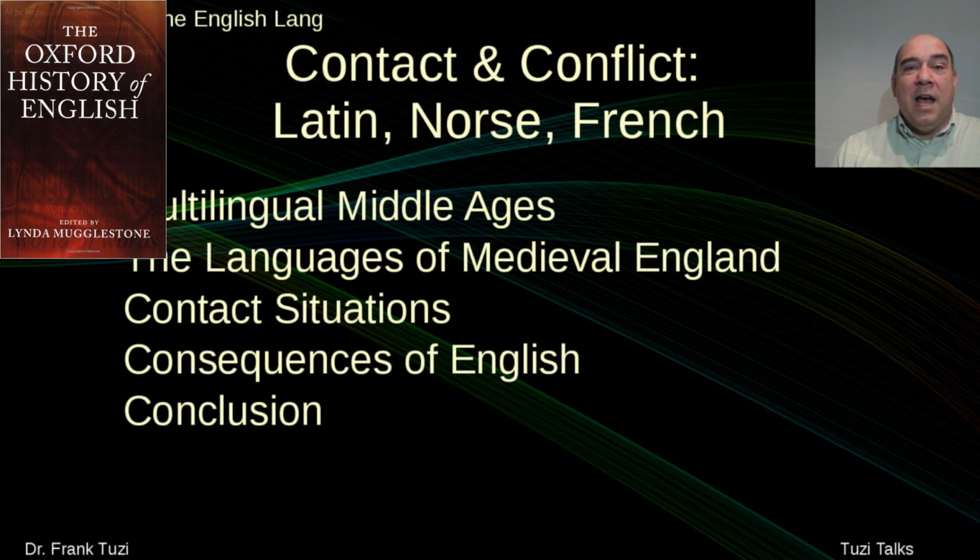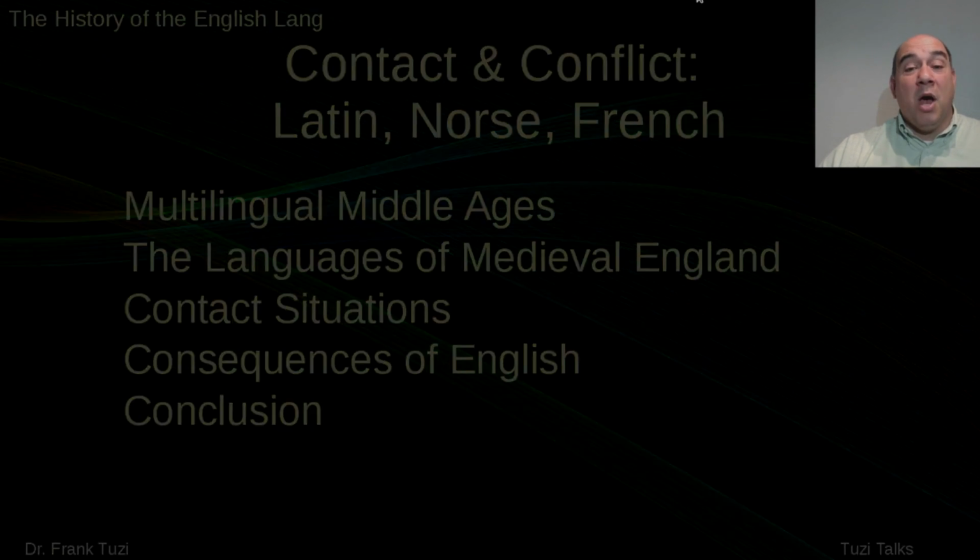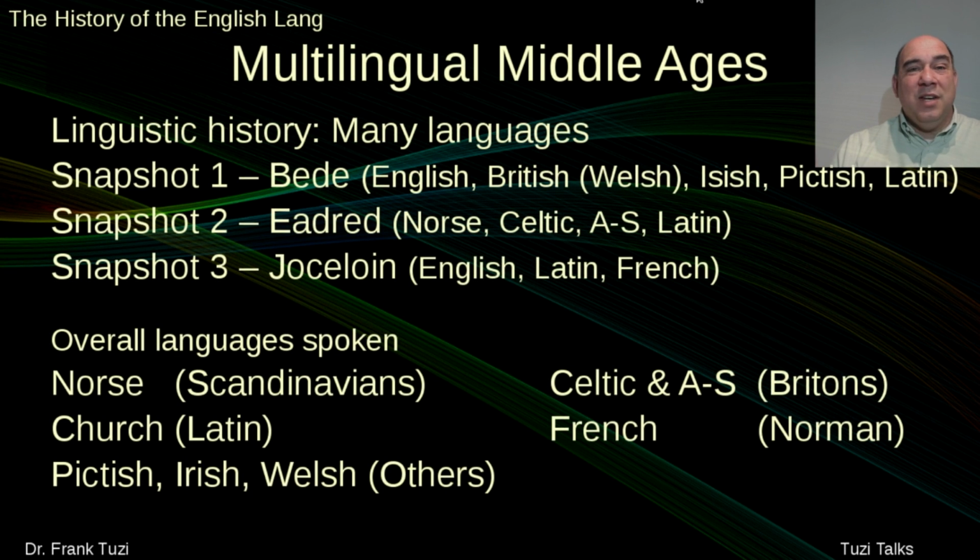Okay, so let's first of all just begin looking at a little bit of what's going on as far as the languages that are being used here in this time of the multilingual Middle English era. In order to do this, we had to go back and look at a lot of the materials that were written down at the time to try to get a picture of what was going on. And Mugglestone in the text tries to look at a variety of different what they call snapshots, just to get a picture of what's going on with language.